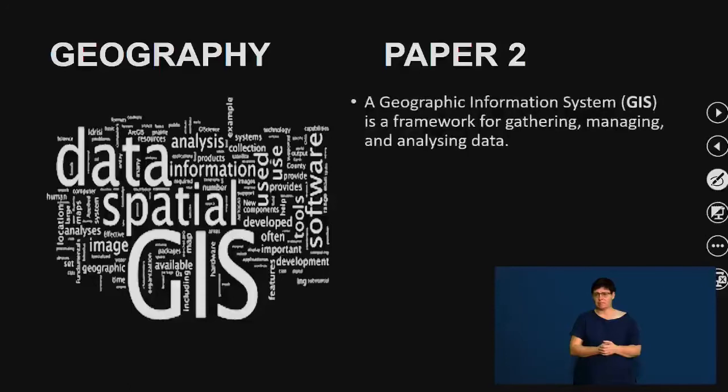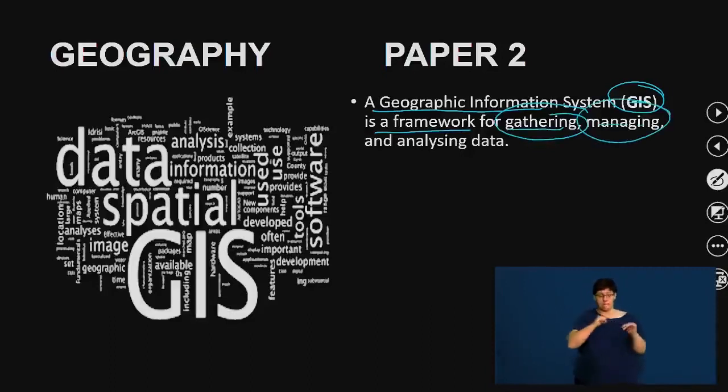What is GIS? Note the definition. A geographic information system is a framework for gathering, managing, and analyzing data. What does this mean? It is a system, and a system is made up of various different parts. What are these parts? Gathering information, managing information, and analyzing information.